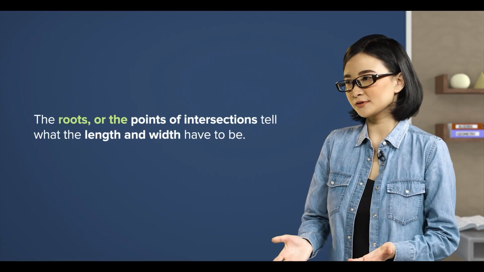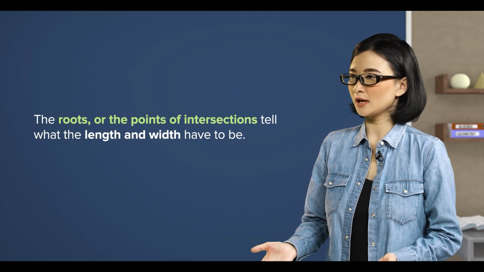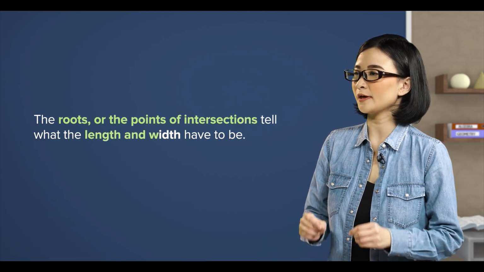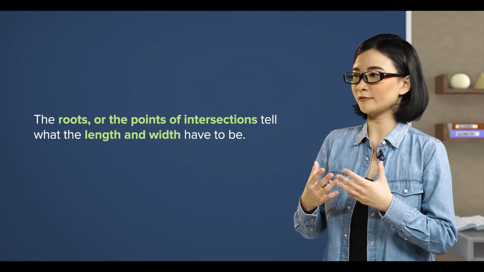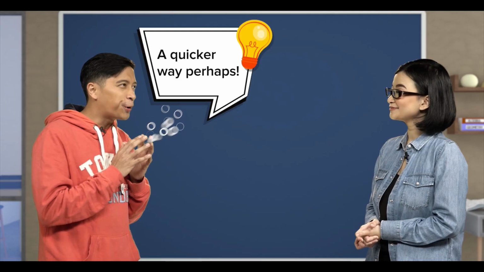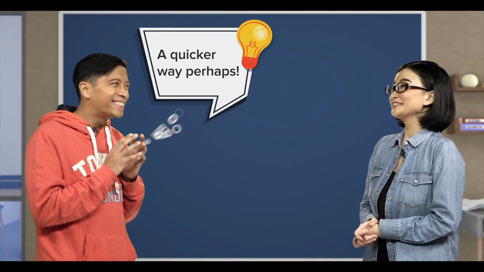So, what do these have to do with the rectangle question? Well, the roots, or the points of intersections, will tell you what the length and width have to be to give you the area of rectangle that you want. Oh, that is so cool! So besides drawing graphs, are there other ways of finding the roots? A quicker way, perhaps? There is.